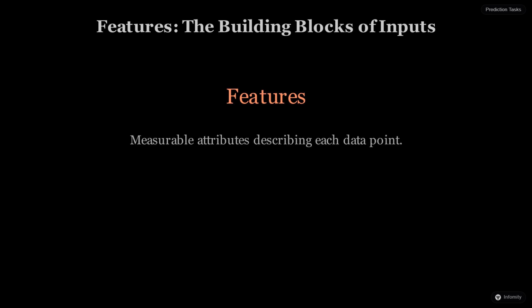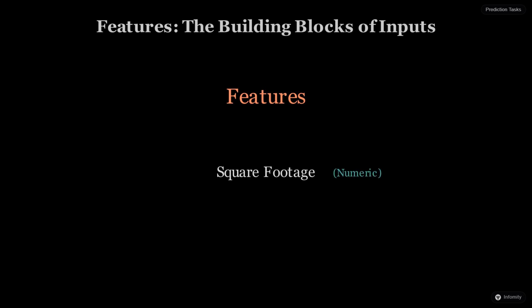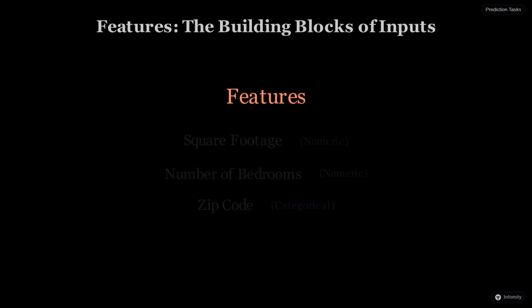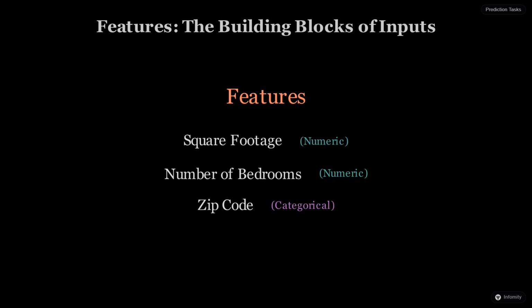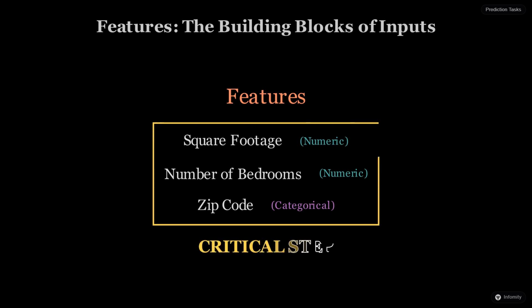To be more precise, the individual pieces of information within our inputs are called features. Features are the measurable attributes or characteristics that describe each data point. For instance, in our house pricing example, square footage is a numeric feature, number of bedrooms is another numeric feature, and zip codes would be a categorical feature. These distinct features are what the prediction model actually analyzes to find patterns and make predictions. Selecting and preparing the right features is a critical step in any prediction task.